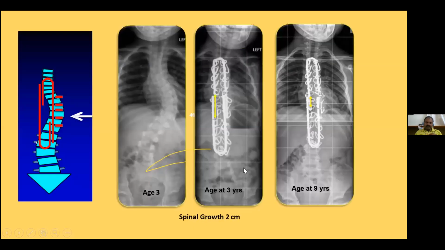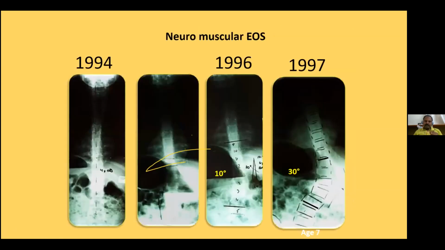So I don't have to talk much about this because this is not in use and it has fallen out of place. It's like the Harrington rod, which went out of place now. So we'll go for this example. This is a median system H rod.